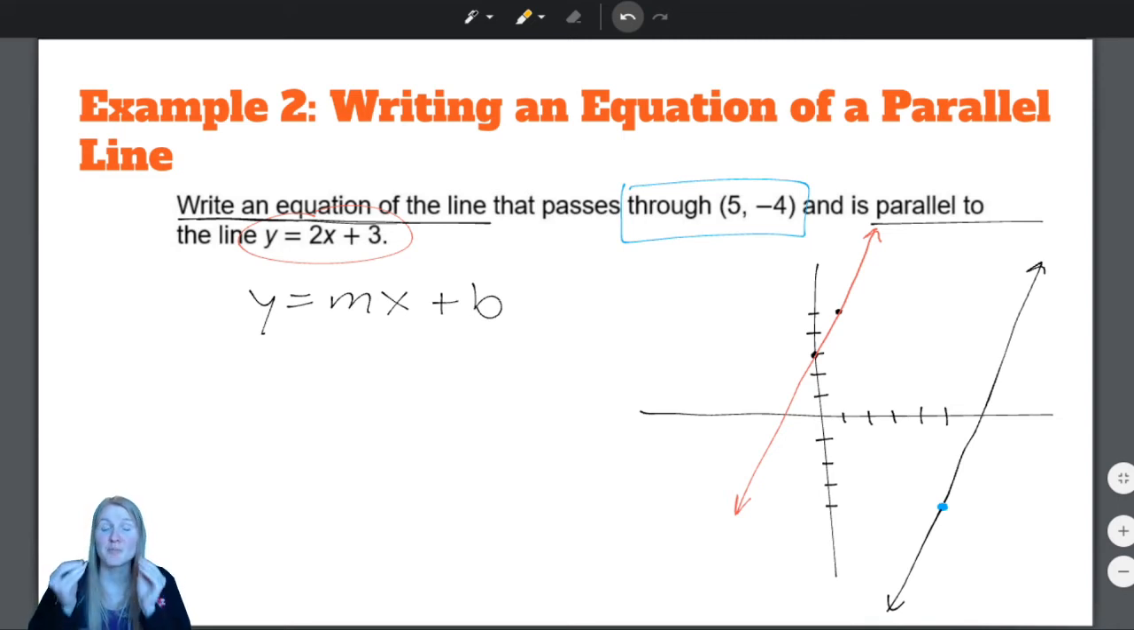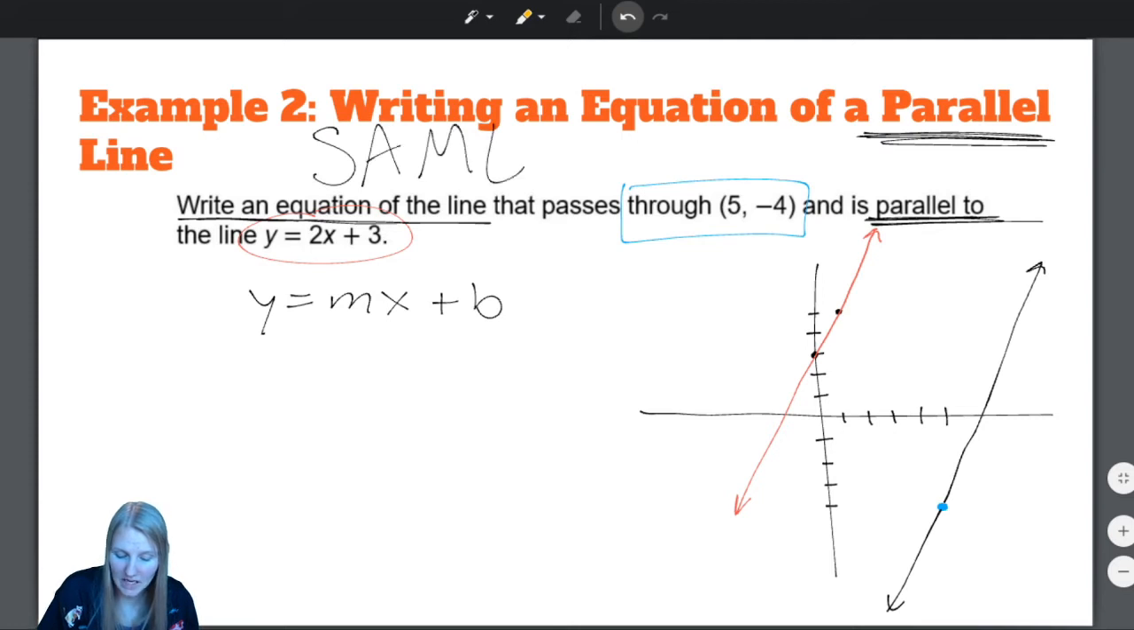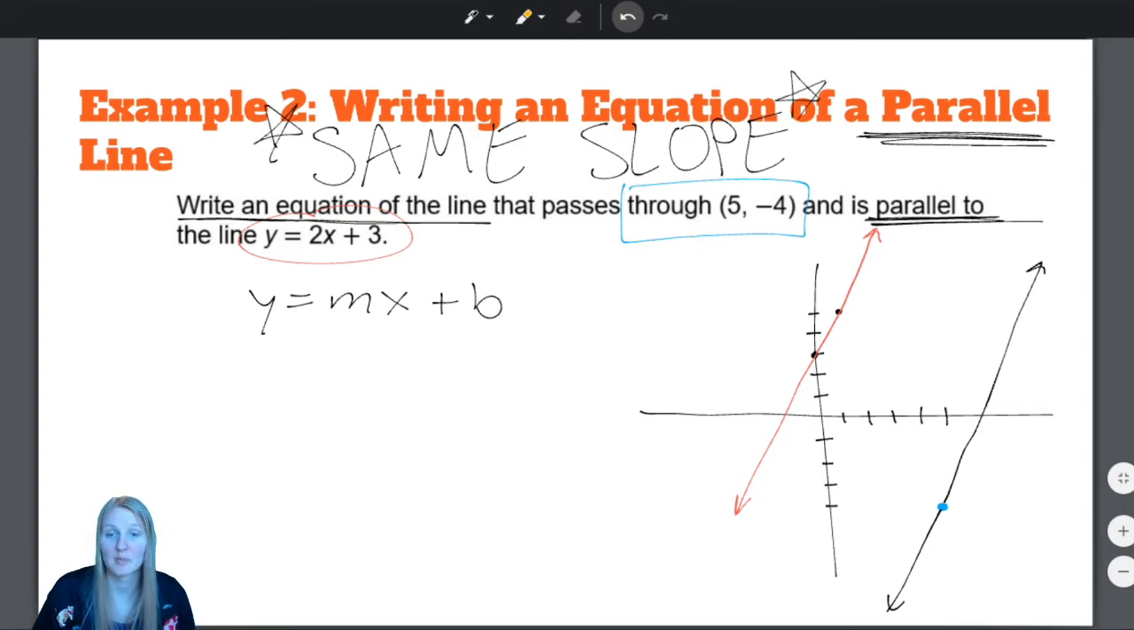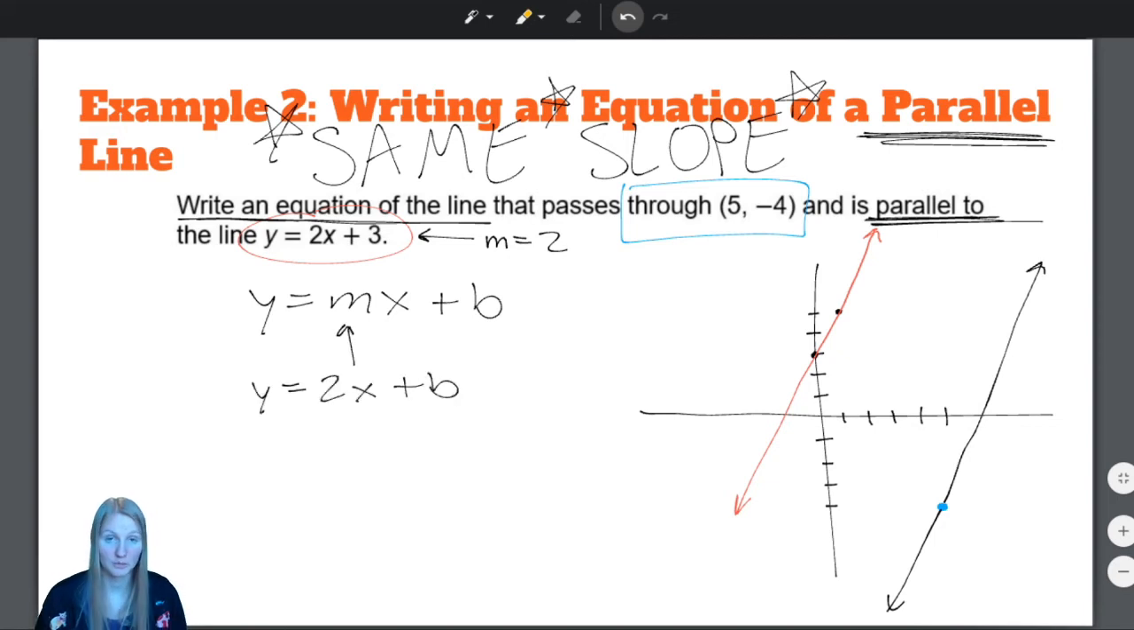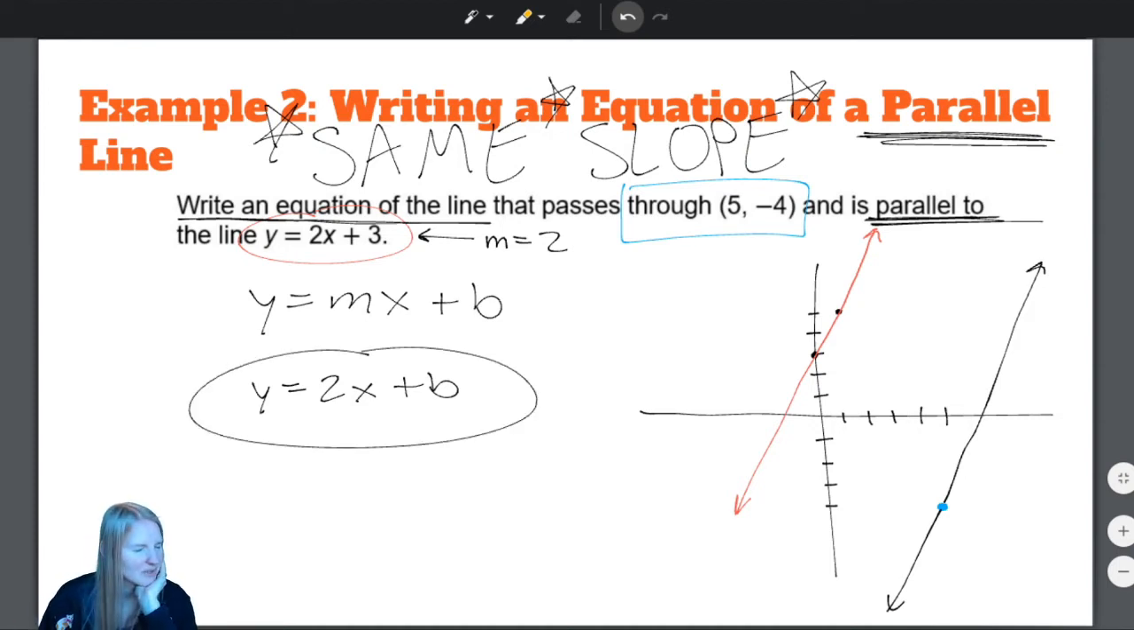And if these lines are supposed to be parallel, they need to have the same slope. I'm writing it in all caps because it's super important. Parallel lines have the same slope. So, if the slope of the red line is 2, the slope of our line needs to be 2. So, we have y equals 2x plus b. But what is the y-intercept?